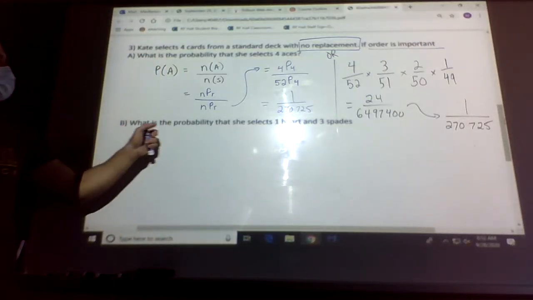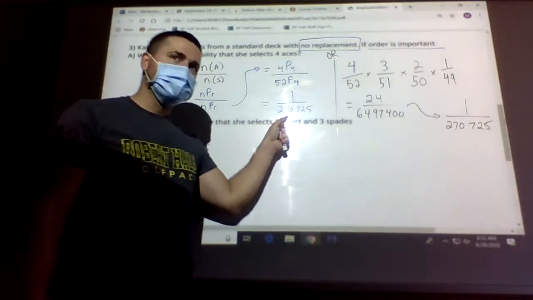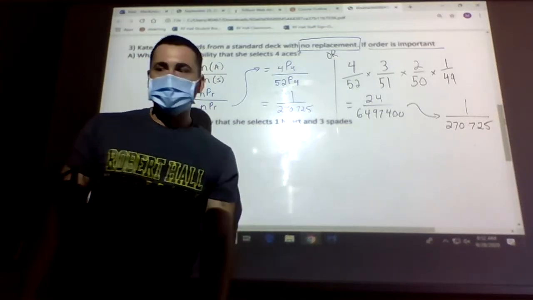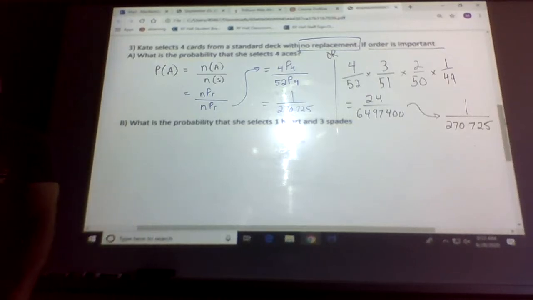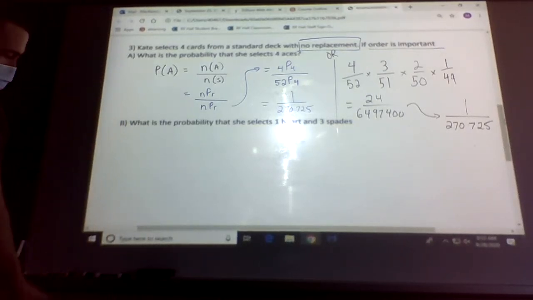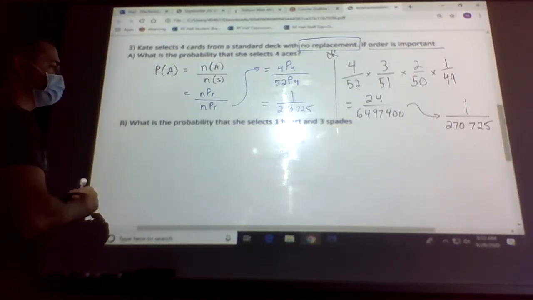Okay, now what is the probability that she selects 1 heart and 3 spades? She's still picking 4 cards, but we want 1 heart and 3 spades. So let's do this one.